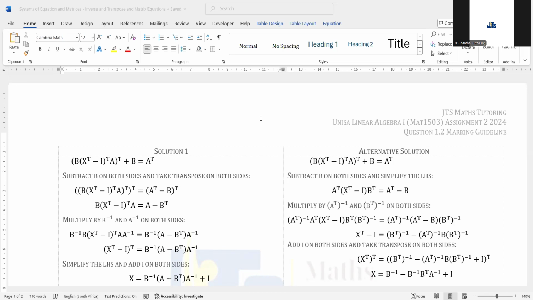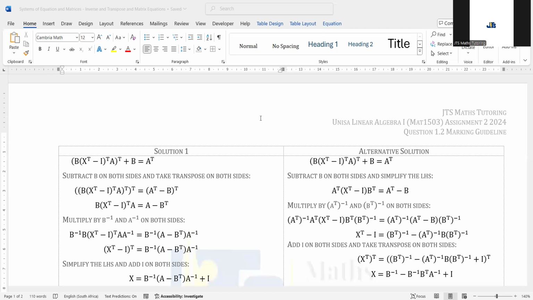Today, I'm going to be looking at solving matrix equations. And I've borrowed a question from Unisa Linear Algebra I, Assignment 2, 2024, question 1.2. What I'm going to give you is just a marking guideline. That is not all there is to it. There are plenty of ways in which you can actually answer this question.